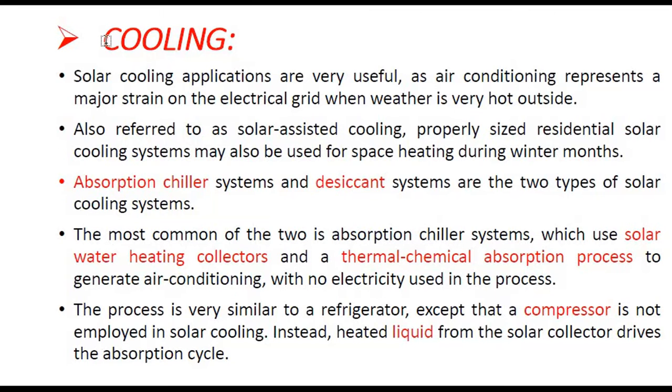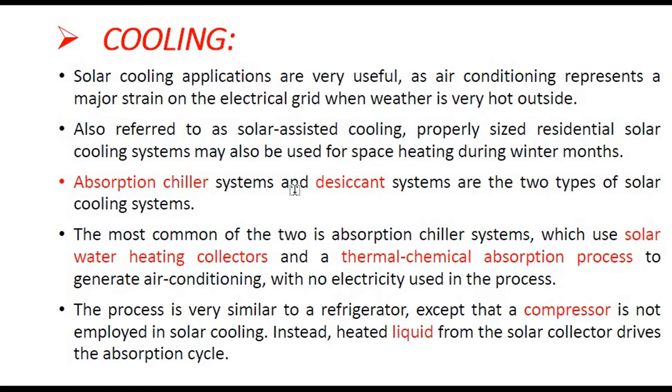Now second application is solar cooling. Solar cooling applications are very useful as air conditioning represents a major strain on the electrical grid when weather is very hot outside in summer. It is also referred to as solar assisted cooling. Properly sized residential solar cooling systems may also be used for space heating during winter months. So this same system is used as space heating in winter months. So it is very useful regarding heating and cooling, both the purposes in different seasons.